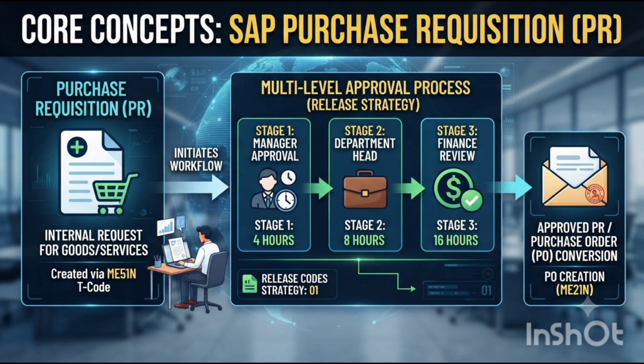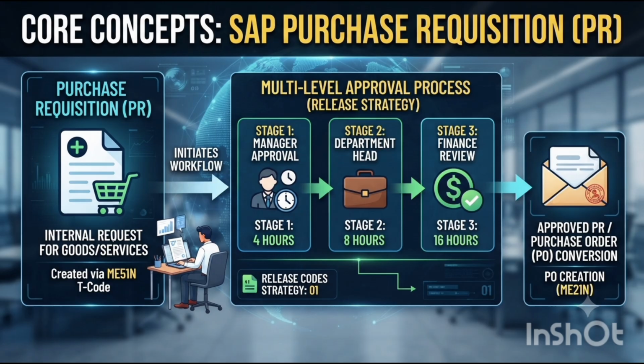Let's establish the core concepts behind the SAP purchase acquisition lifecycle. A purchase acquisition, commonly known as a PR, is an internal request for goods or services generated within the organization, typically created using transaction code ME51N. Because these requests often involve significant expenditure, they rarely bypass scrutiny. Instead, in the workflow diagram on your screen, initiating a PR triggers a sequence of stages.